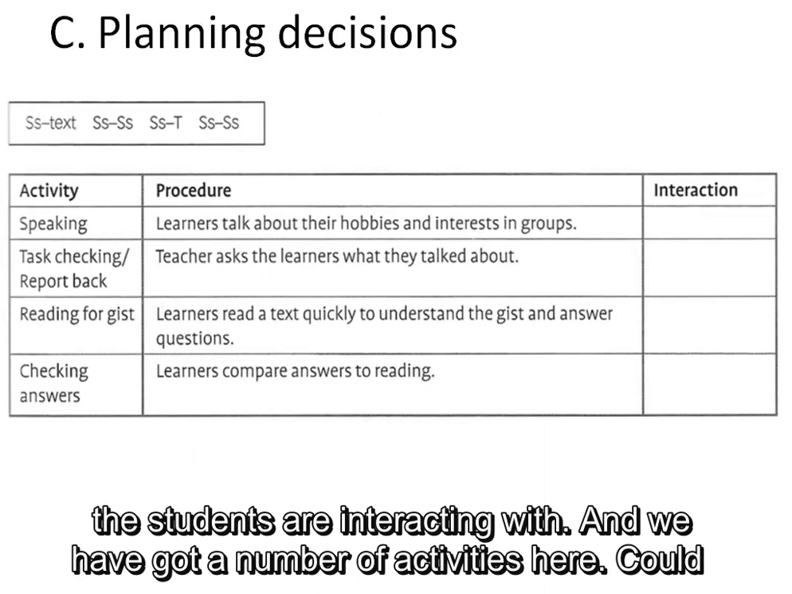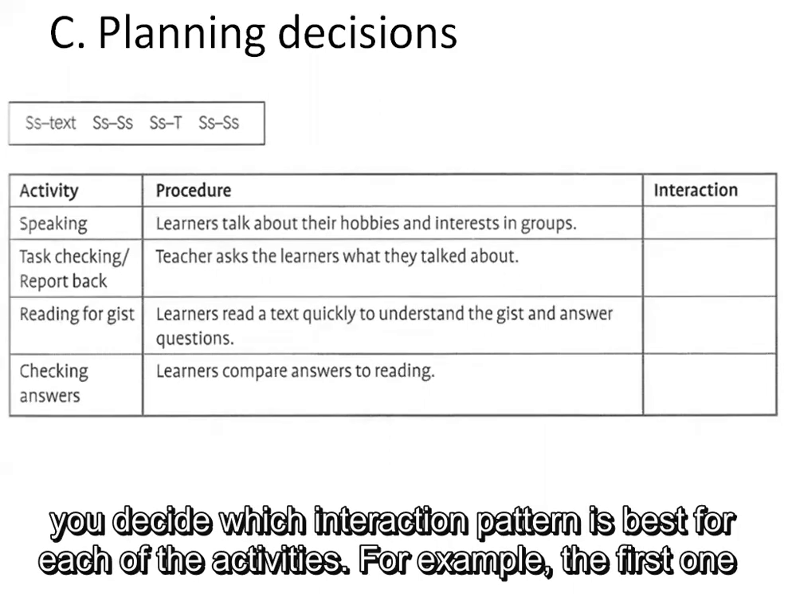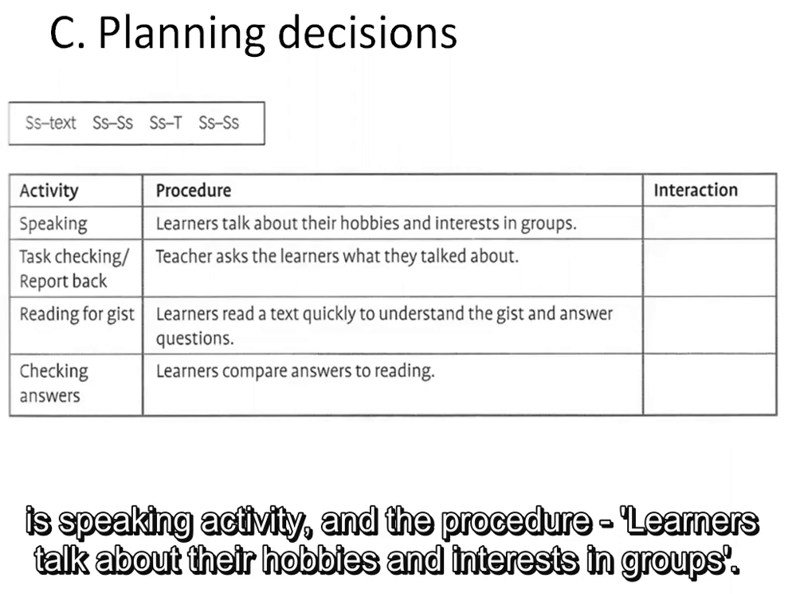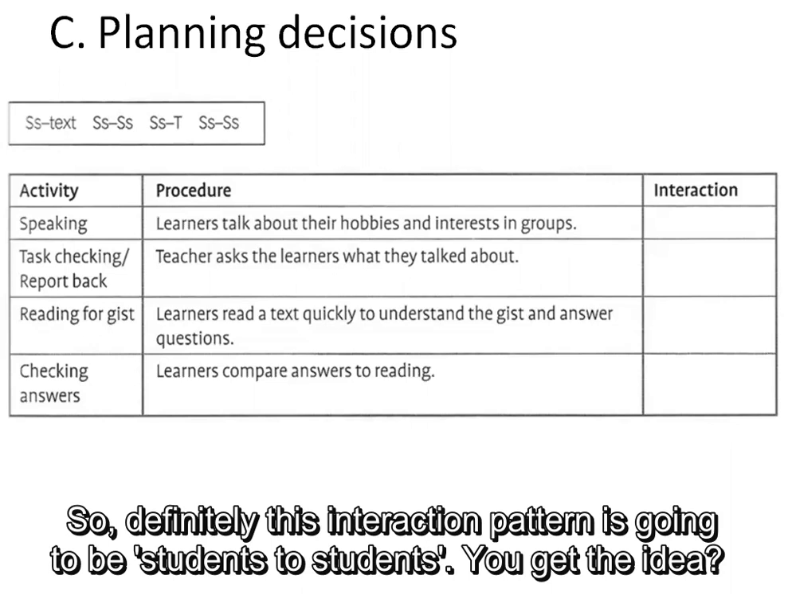And we have got a number of activities here. Could you decide which interaction pattern is best for each of the activities? For example, the first one, speaking activity, and the procedure, learners talk about their hobbies and interests in groups. So definitely this interaction pattern is going to be students to students. Okay, you get the idea?